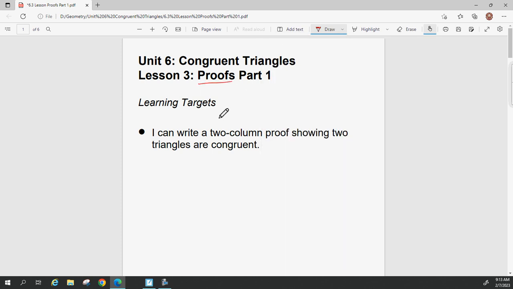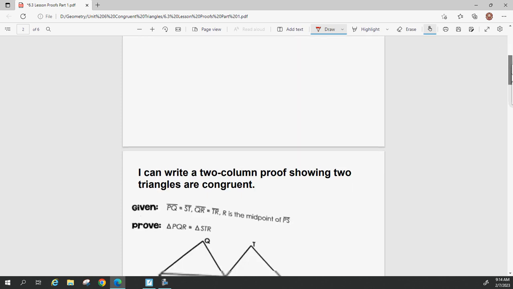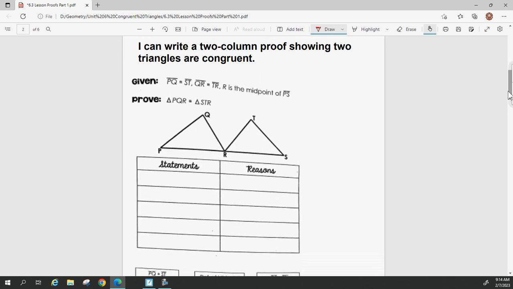So we have been looking at two triangles and marking things up, and we have been deciding which of the 5 shortcuts we can use to say they're congruent. But sometimes we want to do that formally, to really prove why and lay out why we can say the triangles are congruent. And so what we're going to do is write 2-column proofs.